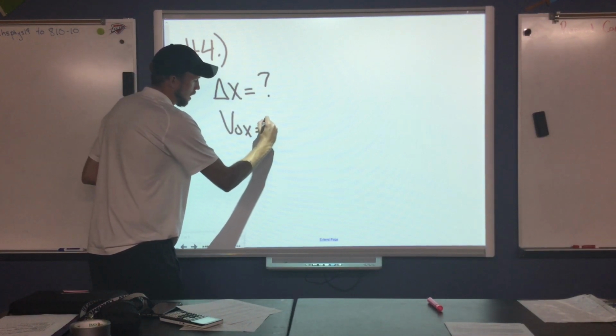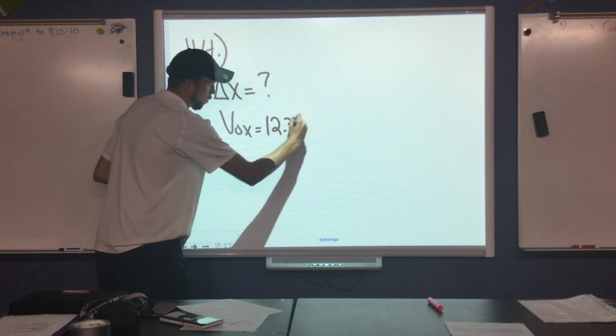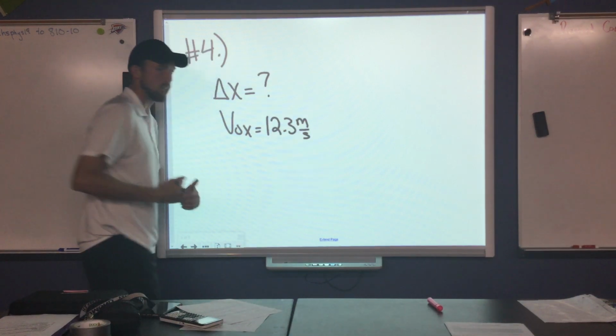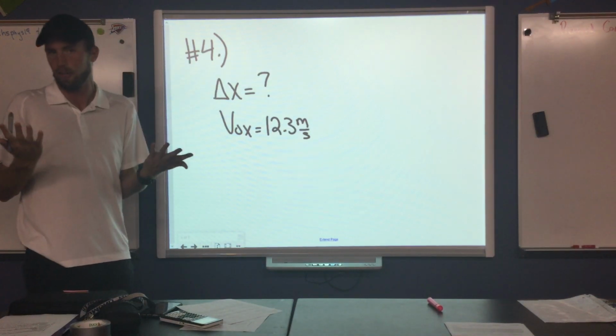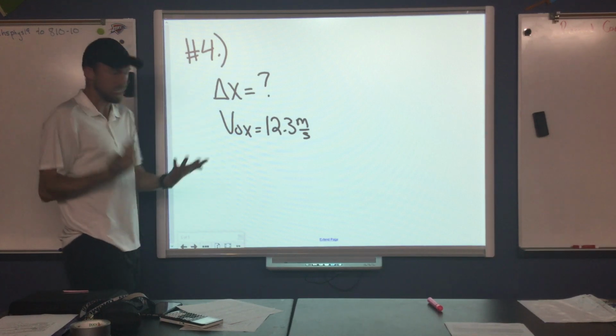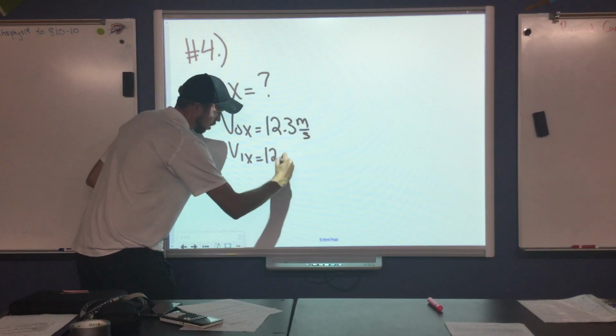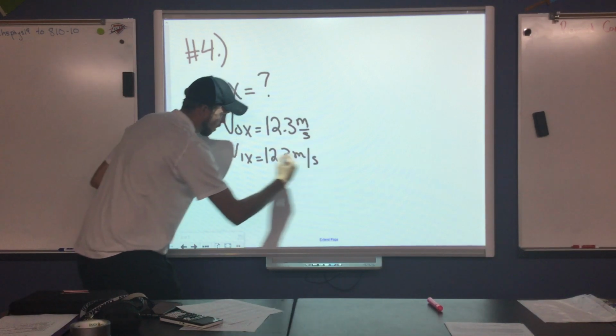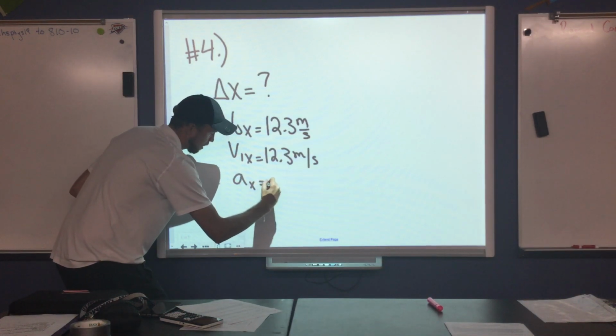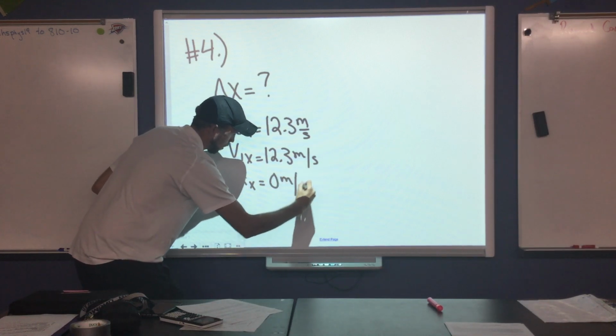Our initial velocity in the x, the 12.3 that we solved for, is going to stay the same because our ball is still launched at the same velocity. It's not changing the launching or what's going on here. Our final velocity in the x will still stay as 12.3 meters per second. Acceleration in the x will still be 0 meters per second squared.